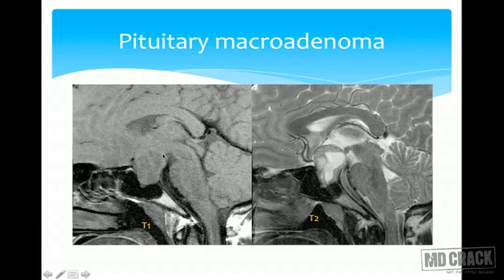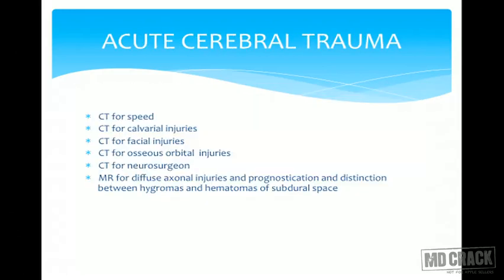Once again, pituitary adenomas. MRI is a modality of choice. A pituitary microadenoma is less than 10 mm in size, and a pituitary macroadenoma is more than 10 mm in size. So if you're suspecting a pituitary adenoma, you need to do a dynamic MRI of the pituitary gland with contrast. So this is how it is.